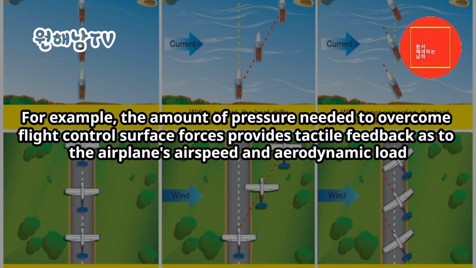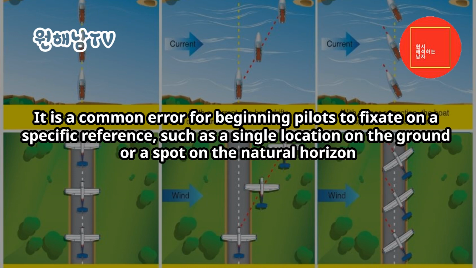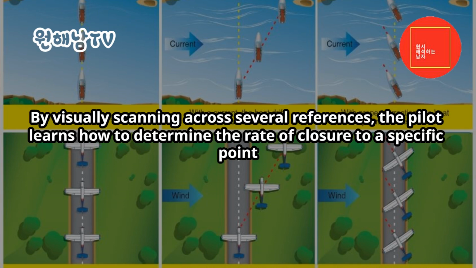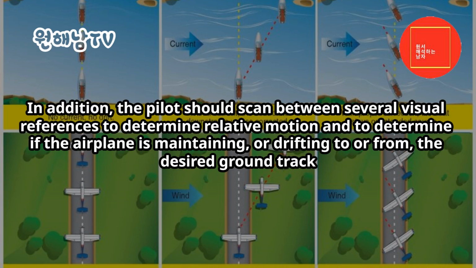It is a common error for beginning pilots to fixate on a specific reference, such as a single location on the ground or a spot on the natural horizon. A pilot fixating on any one reference loses the ability to determine rate, which significantly degrades a pilot's performance. By visually scanning across several references, the pilot learns how to determine the rate of closure to a specific point. In addition, the pilot should scan between several visual references to determine relative motion, and to determine if the airplane is maintaining, or drifting to or from, the desired ground track.